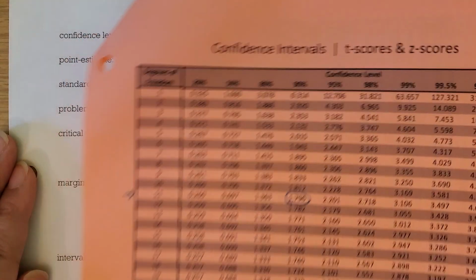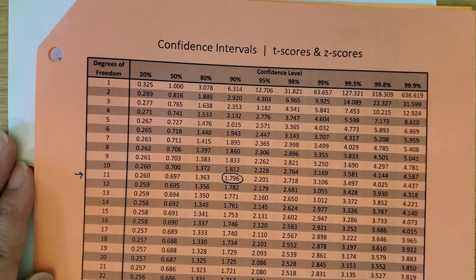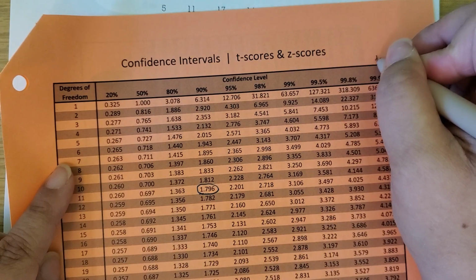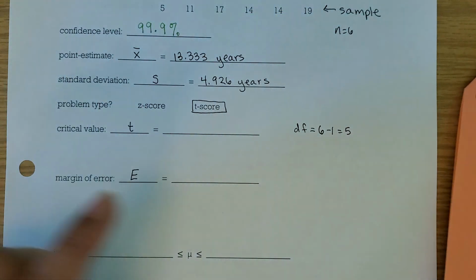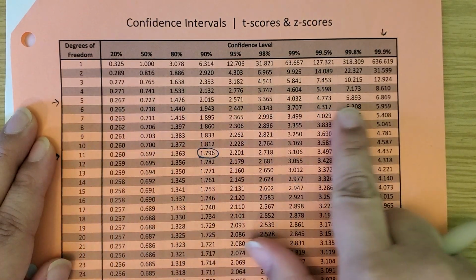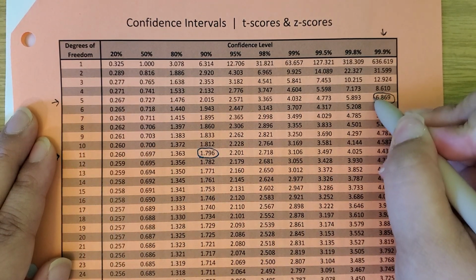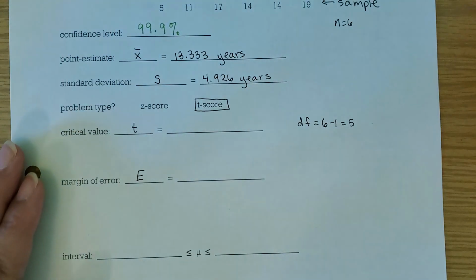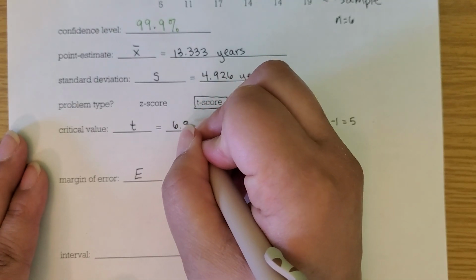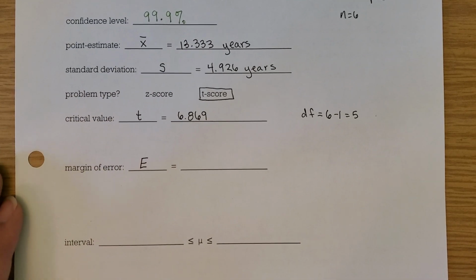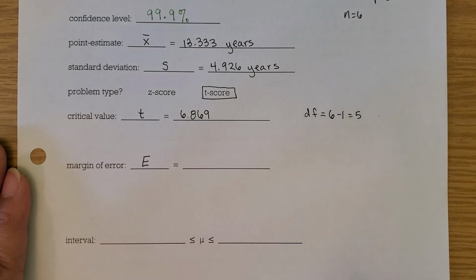And then we're going to use our t-score table to help us out. We're using 99.9%, so we're using this column all the way on the right. And our degrees of freedom are 5, so we're going to be looking in the row for 5. So all the way to the right, we've got a decently large t-score here, 6.869. Now, just like with z-scores, t-scores do not get labeled, so we just keep that as 6.869.